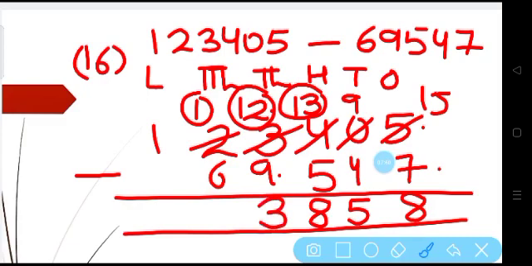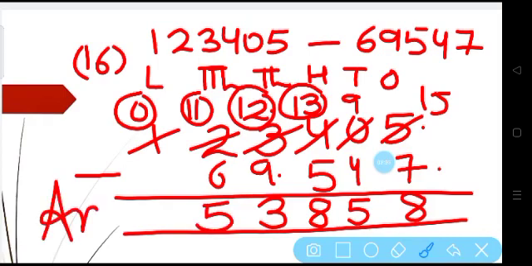Again we can't subtract 6 from 1. We will borrow from this one. This one will become 0 and this one will become 11. So 11 minus 6 will be equal to 5. Hence our answer is 53,858. Okay students.